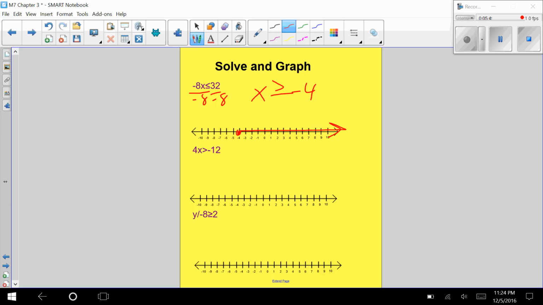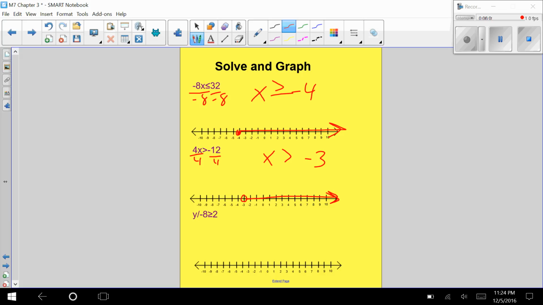4x is greater than negative 12. To solve for x, I need to divide both sides by 4. I get x and a negative 3. Did I divide both sides by a negative? I didn't. That was a positive 4. So my inequality stays the same. So at negative 3, I get an open circle, and my arrow to the right.